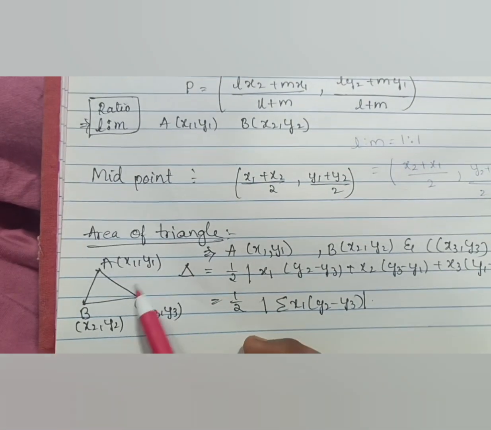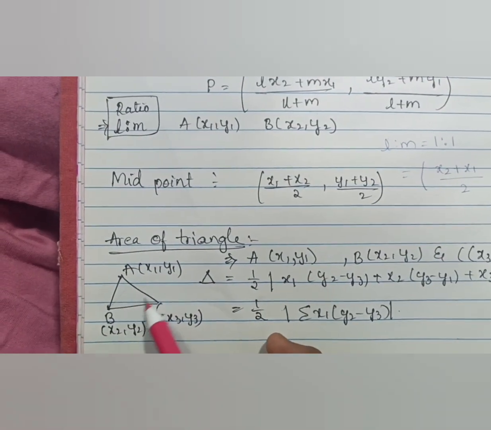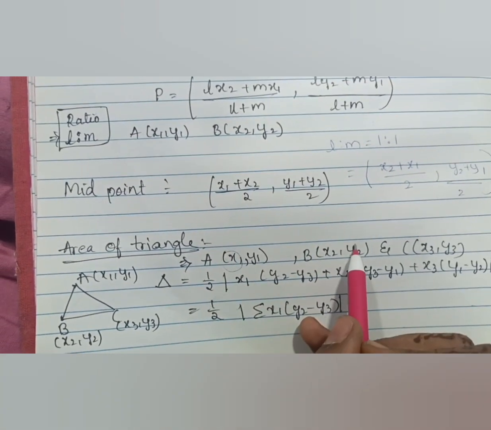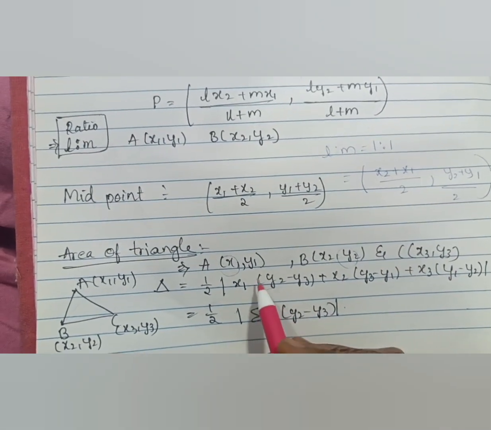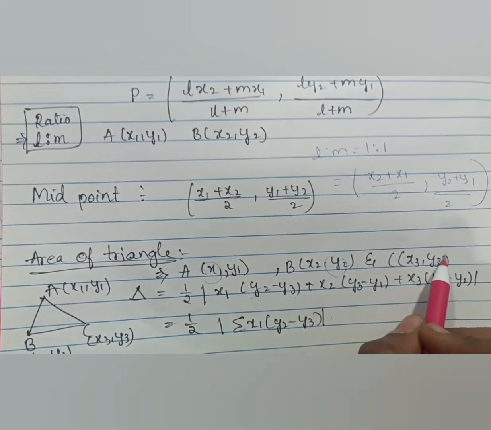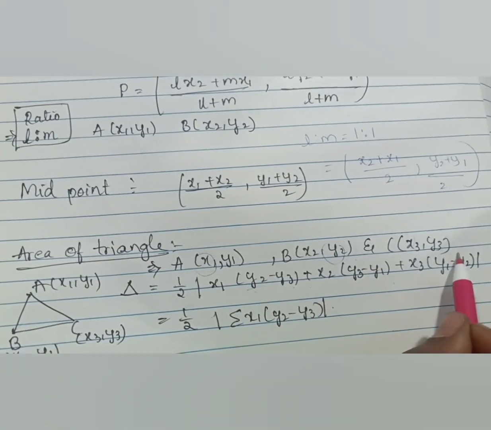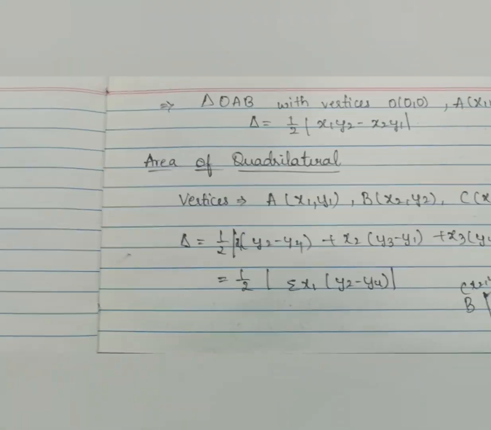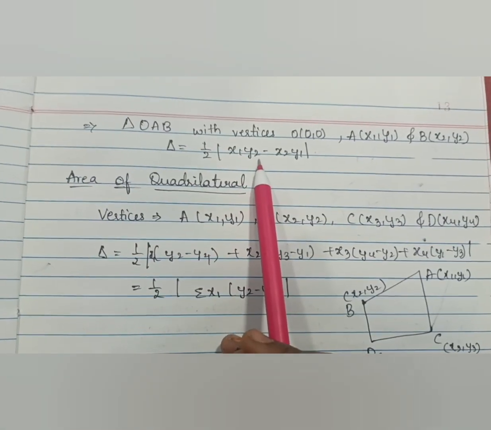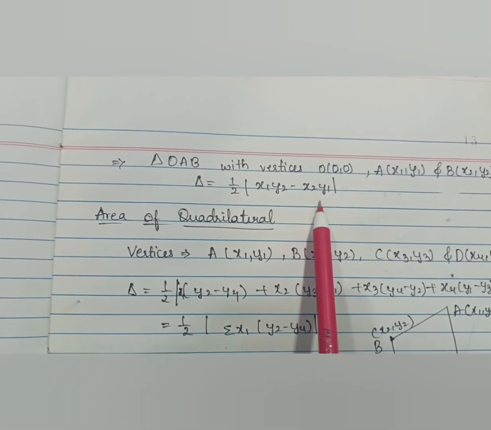Area of triangle. If the points are x1 y1, x2 y2, x3 y3, then the total area will be half modulus of x1 into y2 minus y3 plus x2 into y3 minus y1 plus x3 into y1 minus y2. This is the formula for the area of a triangle. The next one: if one of the vertices is the origin, then the formula changes, right? Half modulus of x1 y2 minus x2 y1.